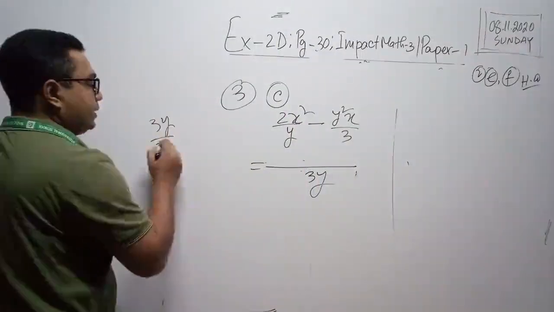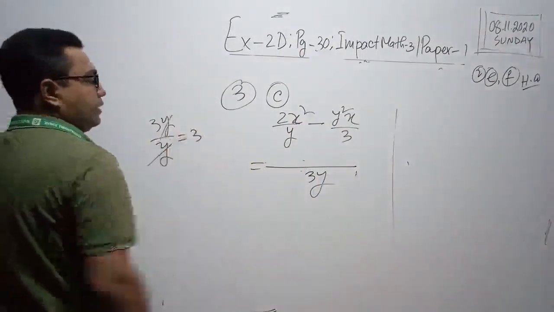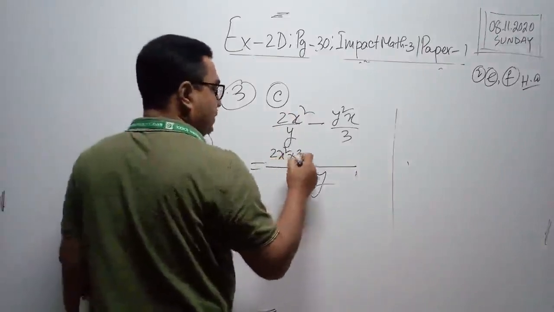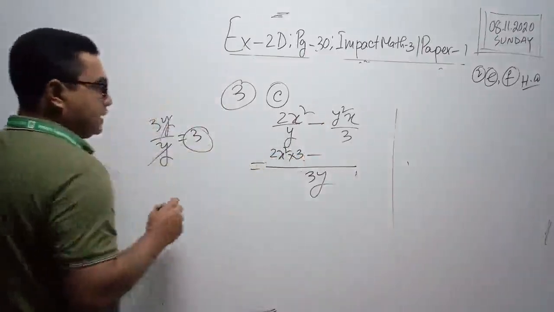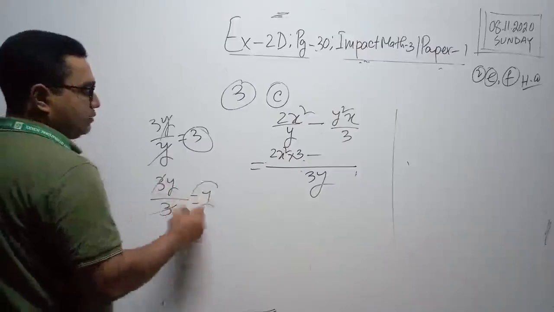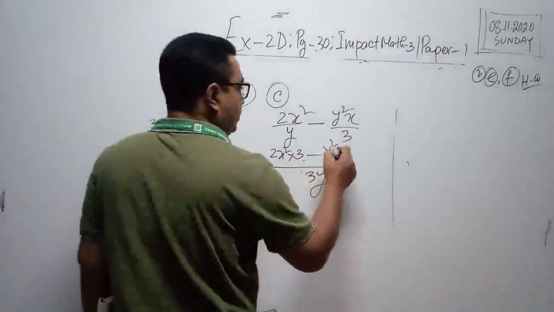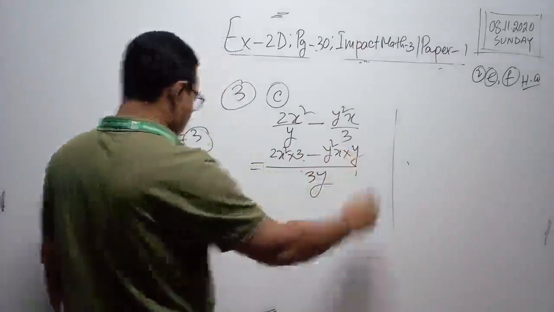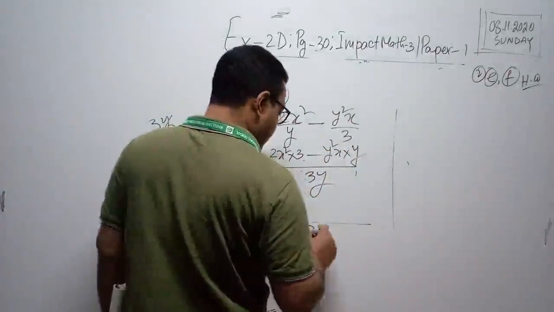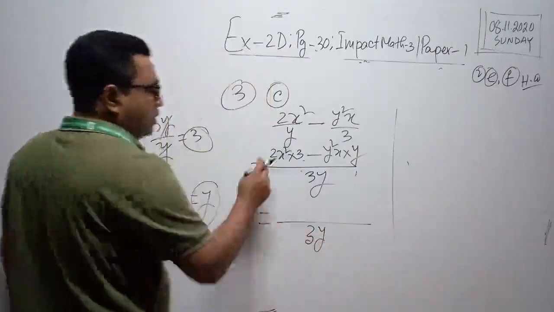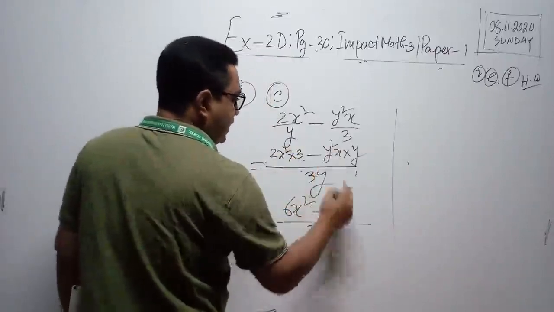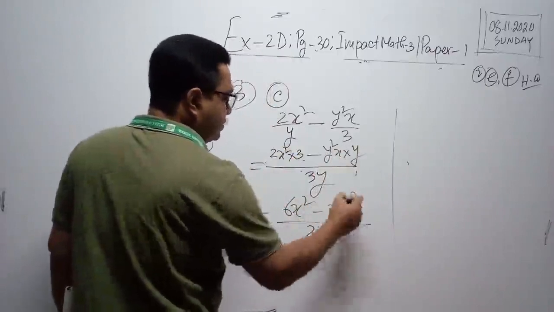So 3y divided by y, we have 3. That 3 will be multiplied with the numerator 2x squared. Minus sign, put the minus sign there. Again 3y divided by 3, we have y. That y will be multiplied with the numerator of the last term. Now simplify a little bit more: 2 and 3, 6x square minus x, y square and y, that is y cube.